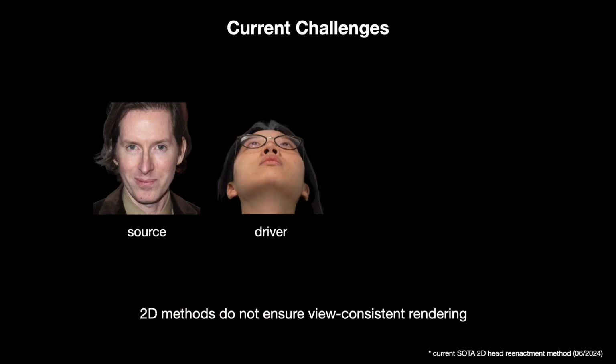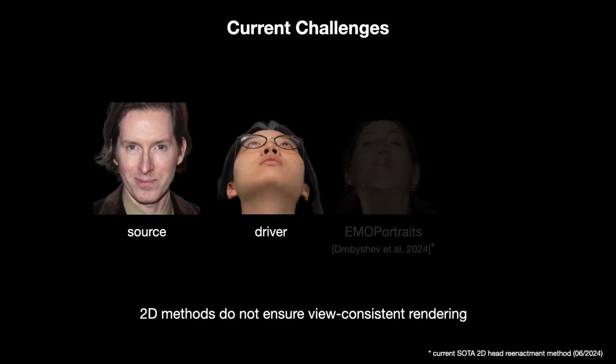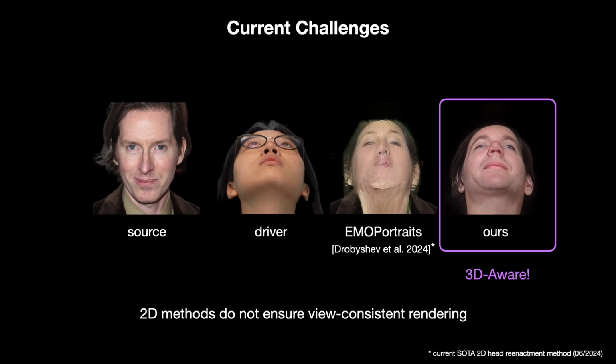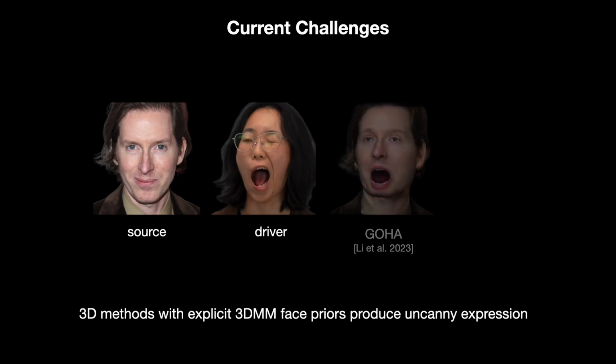Existing one-shot head reenactment methods have the following challenges. 2D head reenactment techniques often produce inconsistencies and artifacts, altering the subject's identity and expressions. This makes them unsuitable for immersive telepresence systems like holographic displays or VR headsets. Our method, on the other hand, is 3D aware, as we use a volumetric NeRF-based representation to train our model with view consistency in mind.